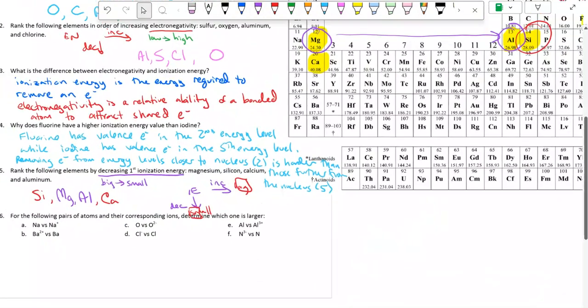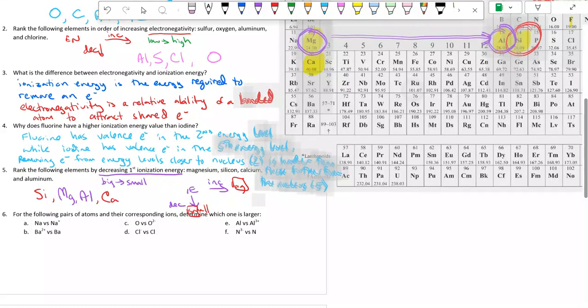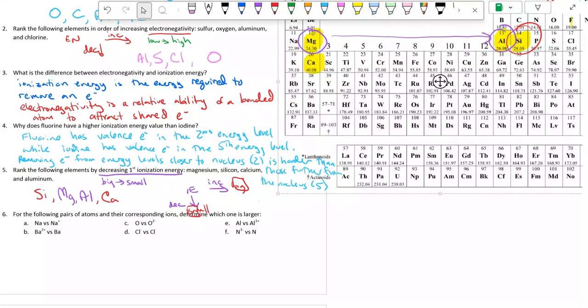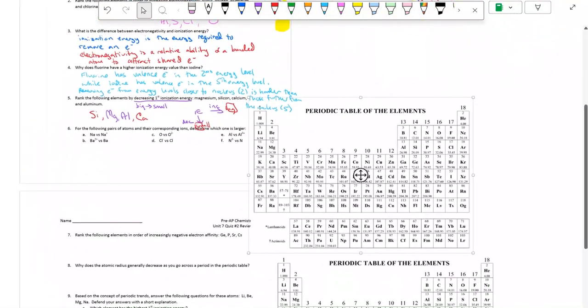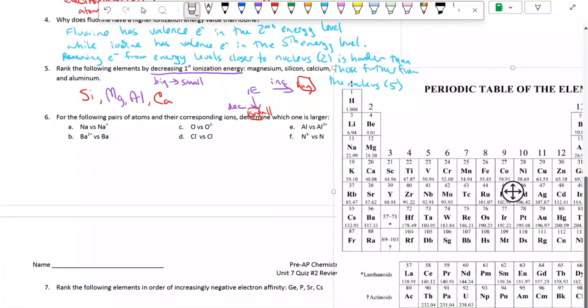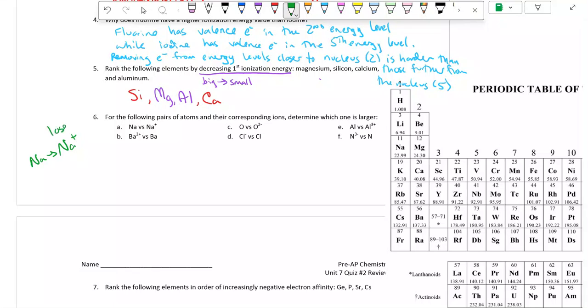Okay. All right. Then for 6, it's not a multiple choice question. It is actually 6 different questions, and we're trying to circle in each one. So it says for the following pairs of atoms and their corresponding ions, determine which one is larger. And so we talked about above, if you're becoming a cation, you're losing electrons, you get smaller. And if you are gaining electrons, you're becoming an anion, you get larger. Okay, so out of each of these, you have to pick the smaller one or the larger one.